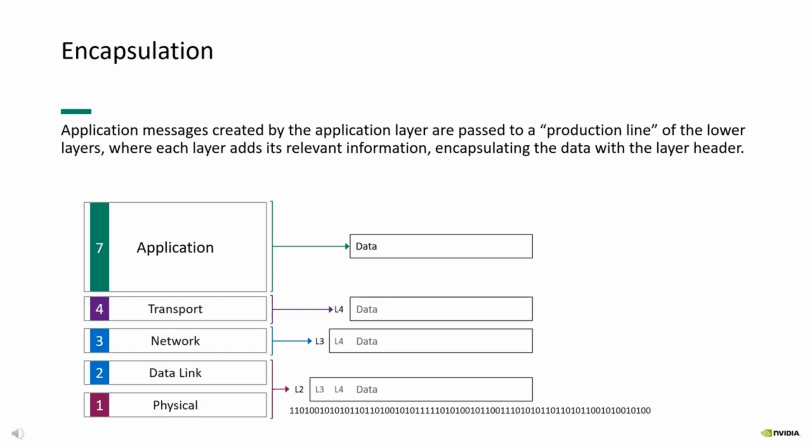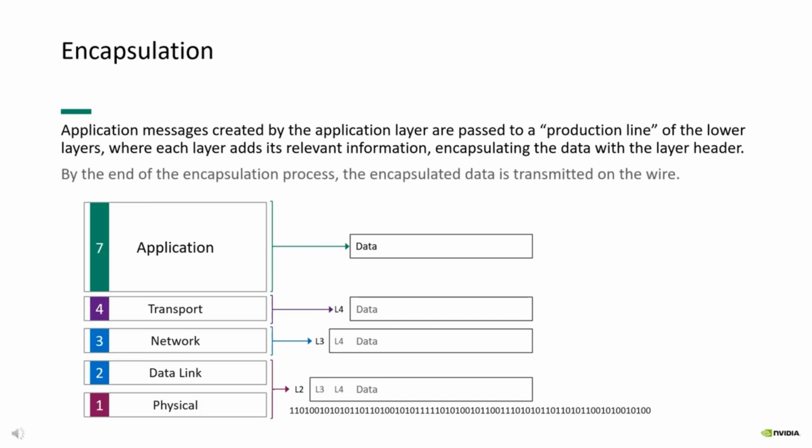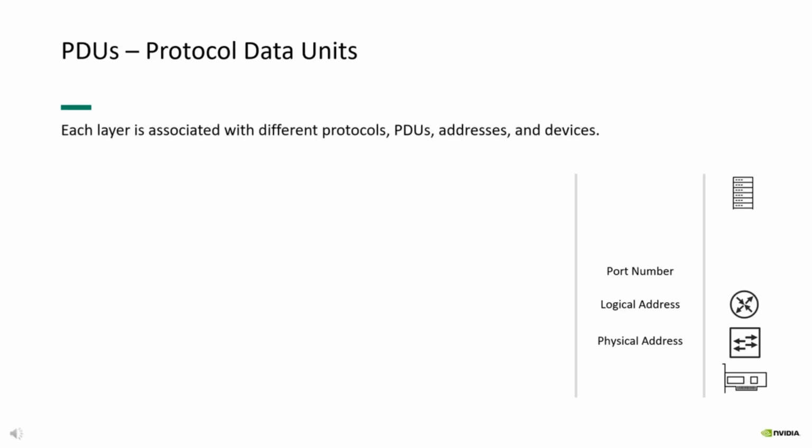A header is the supplemental data placed at the beginning of a block of data when it is transmitted. The supplemental data is used at the receiving side to extract the data from the encapsulated data packet. This packing of data at each layer is known as data encapsulation. By the end of the encapsulation process, the encapsulated data is transmitted on the wire. Each layer is associated with different protocols: PDUs, protocol data units, addresses, and devices. Let's see these for each of the layers.